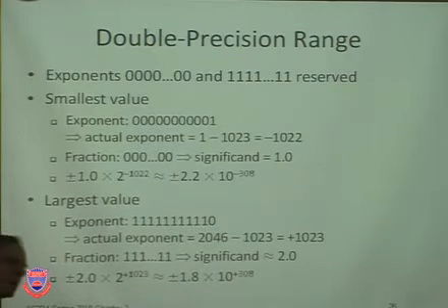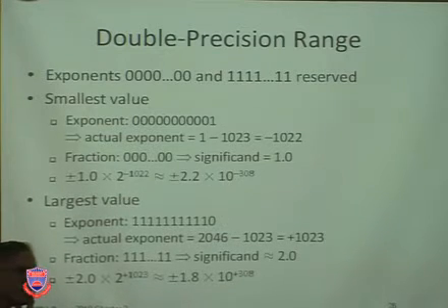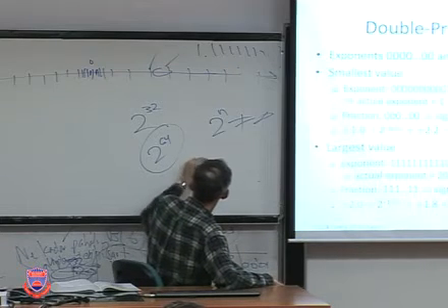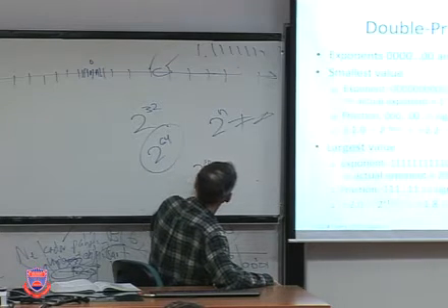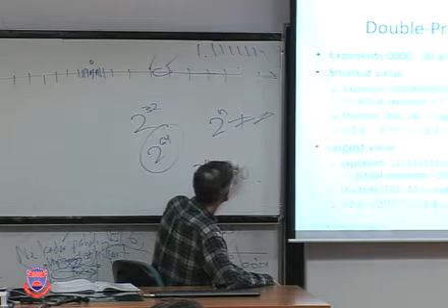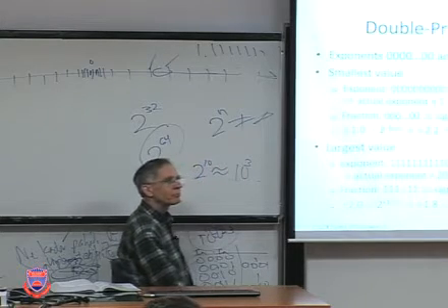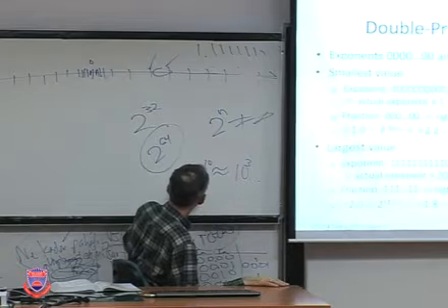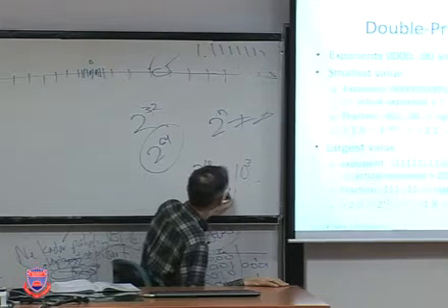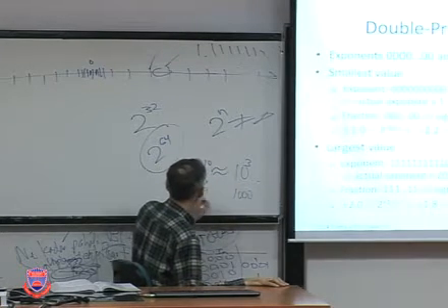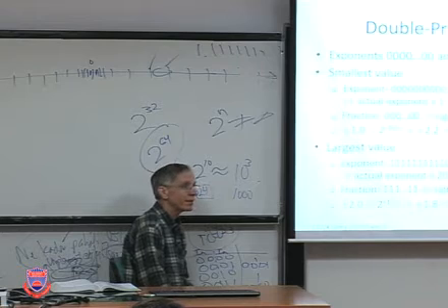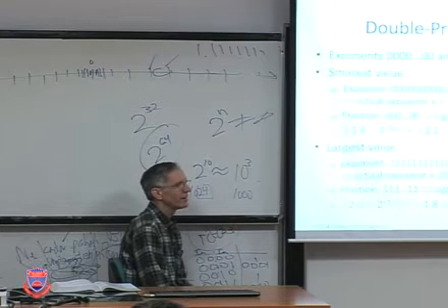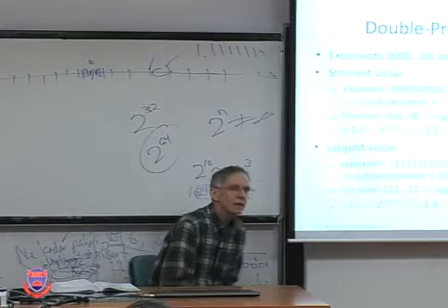Yeah? 2 to the power of 10 is likely equal to 10 to the 3. Okay. That's pretty ballpark. Let's have a look here. This is 1,024. This is exactly 1,000. So your error percentage is 2.5%. Ballpark, I'll accept that, but that's 2.5% error. All right. Can we do any better than that?